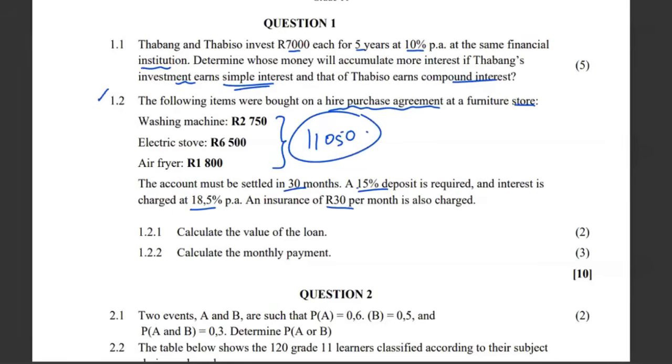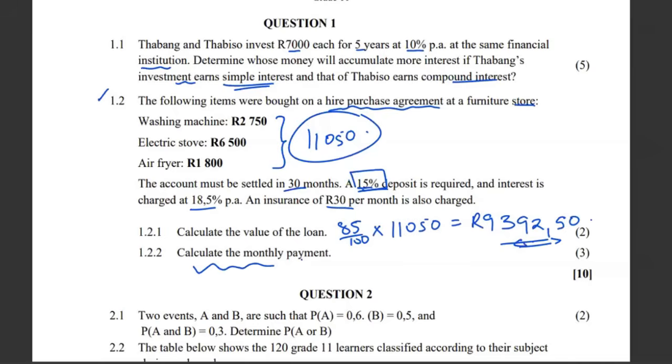Now, if you pay 15%, meaning that 85% will be the loan. So 85 over 100 times 11,050. So this answer, we're multiplying it by 85%, meaning that you're going to borrow 9,392.50. Okay, so this is what must be borrowed. Then calculate the monthly payment.